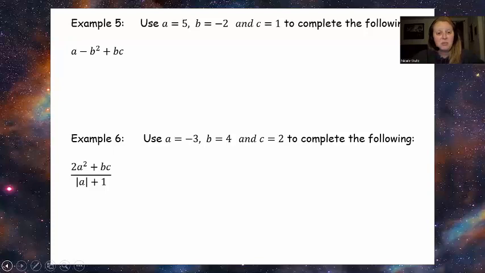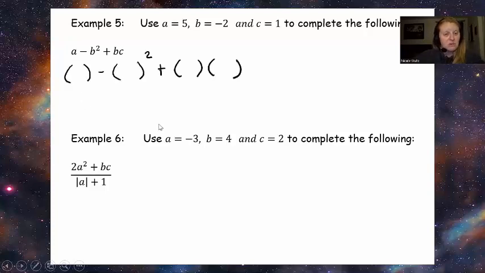So in this example, because we have to substitute numbers in for letters, we're going to change all of our letters into parentheses. That's what we had been doing in class, and we're going to stick with that. So no longer will you write A, you'll write parentheses. You're copying everything else. No longer will you write B, you're going to write parentheses. Copy your plus, and then you need two sets of parentheses for B and C.